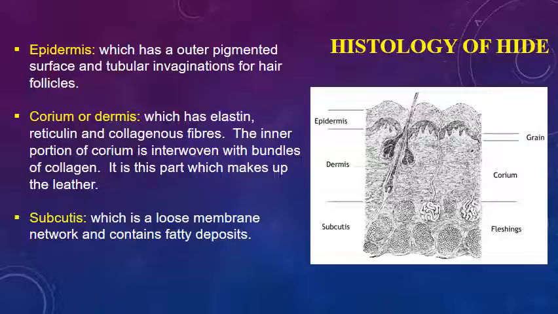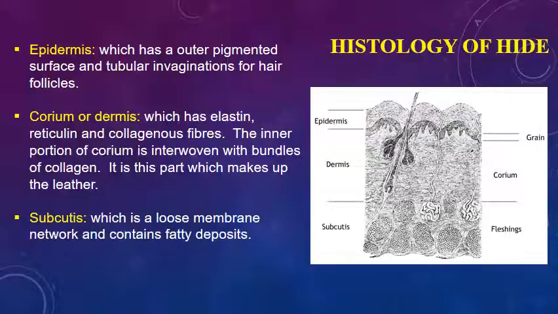The second layer is the corium or dermis. So that is the actual structure of skin, which has elastin, reticulin and collagenous fibers. The inner portion of the corium is interwoven with bundles of collagen. So collagen is the major structure in the corium, and this is the part which makes up the leather. So actual collagen in the hide and skin is converted to leather in the processing.